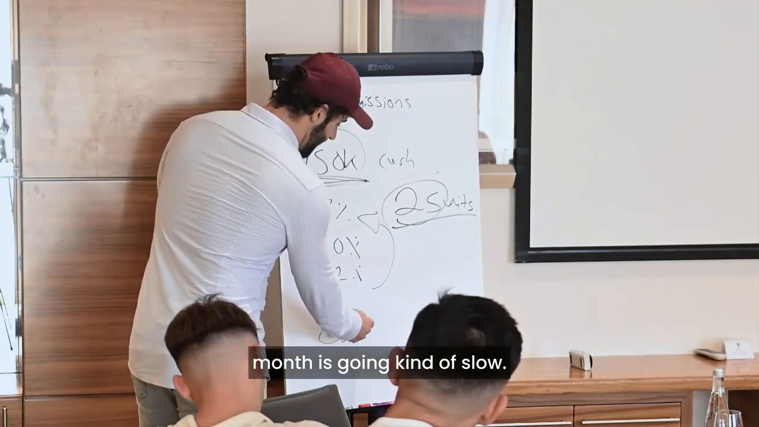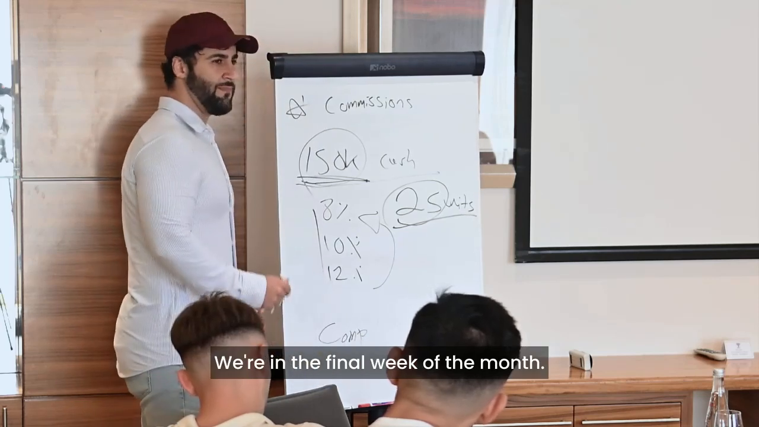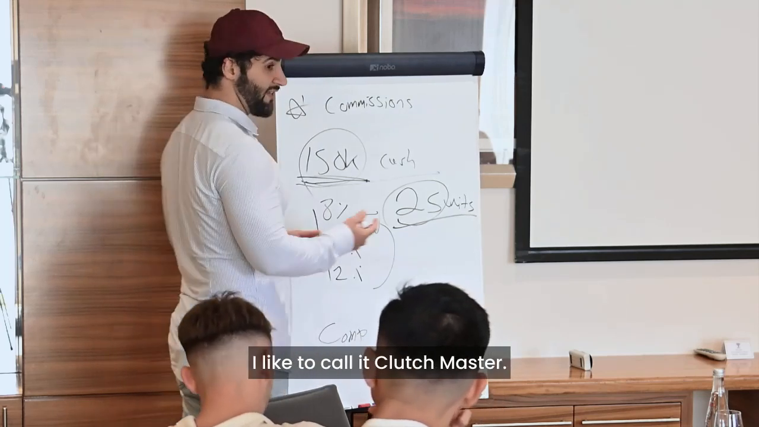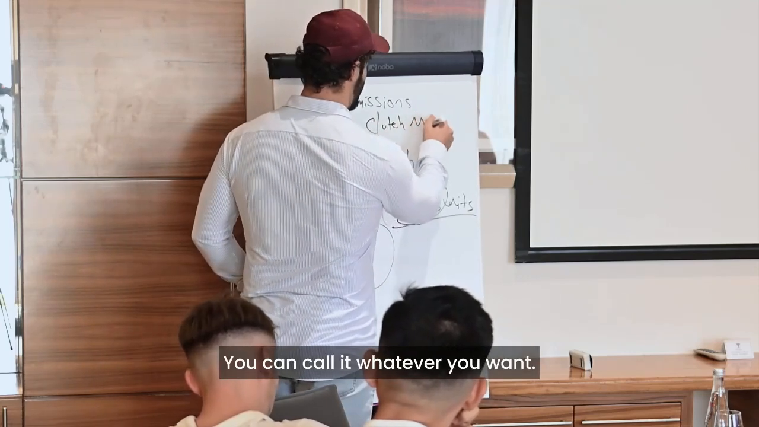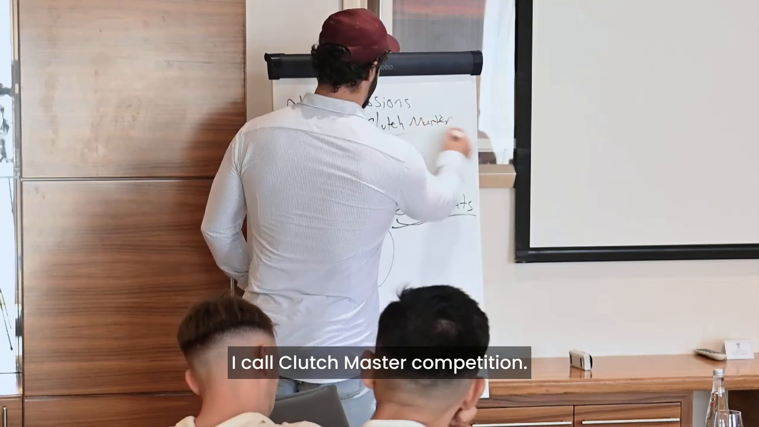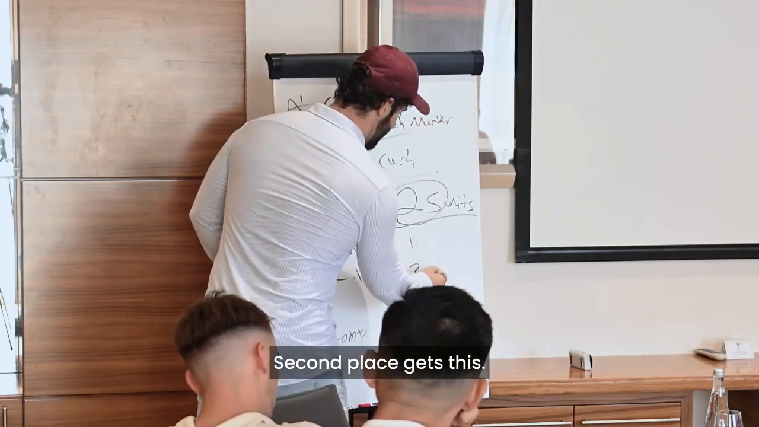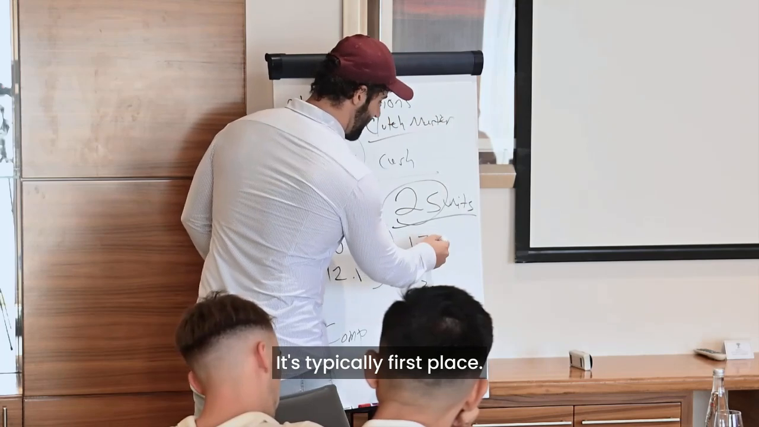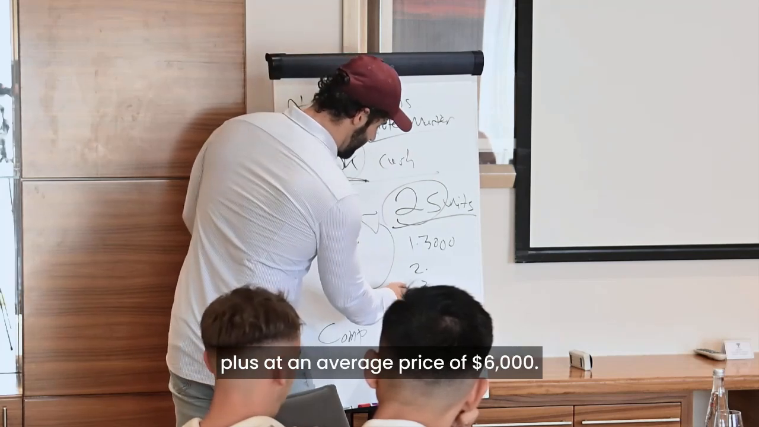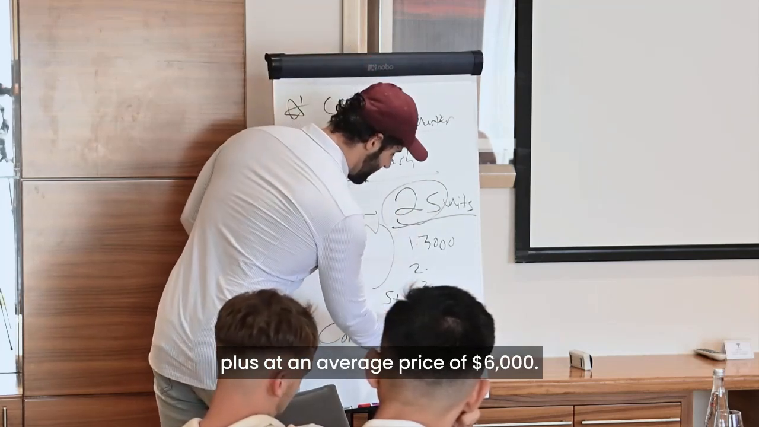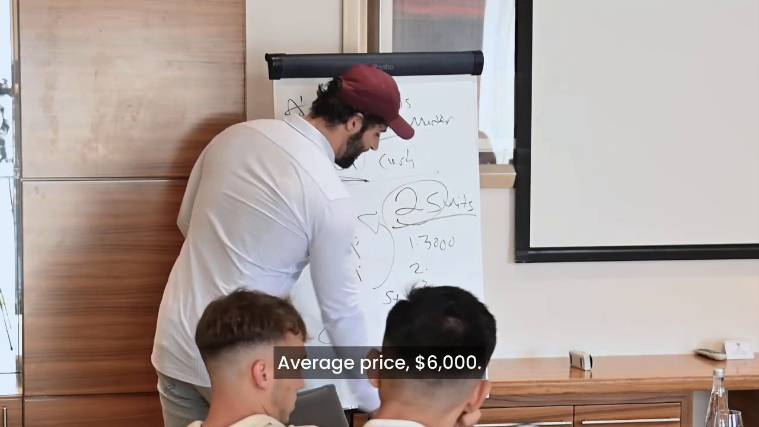And then obviously there's competitions. Let's say, for example, the month is going kind of slow. We're in the final week of the month. We want to drive a push. I like to call it the Clutch Master competition. You can call it whatever you want. First place gets this, second place gets this, third place gets this. To qualify, you must have 5 units plus at an average price of $6,000.